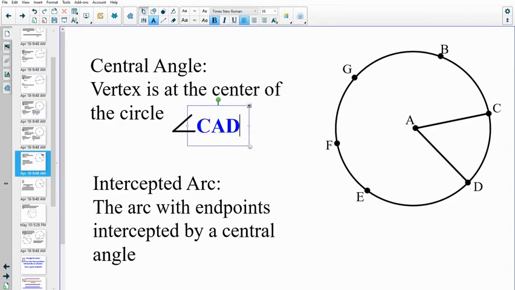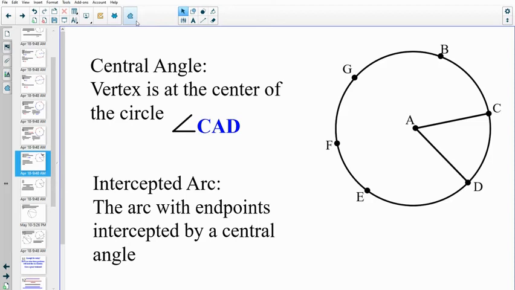I definitely can't just call it angle A because there's a whole bunch of different angle A's that I could draw, but angle CAD is the one specifically that I've got drawn here. And then the intercepted arc, in this case of angle CAD, is arc CD. And we'll be talking a lot about these angles versus these arcs.